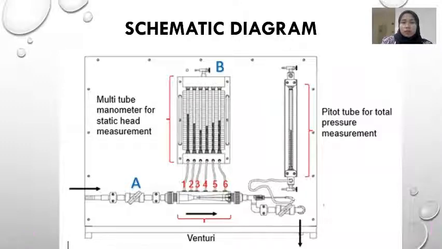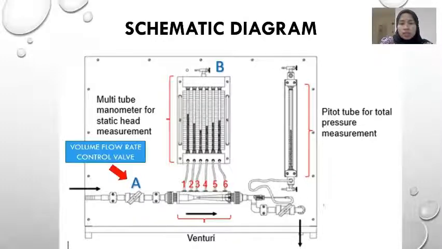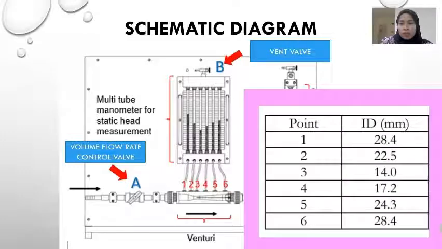So we move to the schematic diagram. Here, we can understand that the total pressure head can be measured at the pitot tube, and then the static head can be measured at the multi-tube manometer. Here we can see that the multi-tube manometer consists of 6 different points, which refer to the 6 internal diameters, here 0.1 until 0.6.